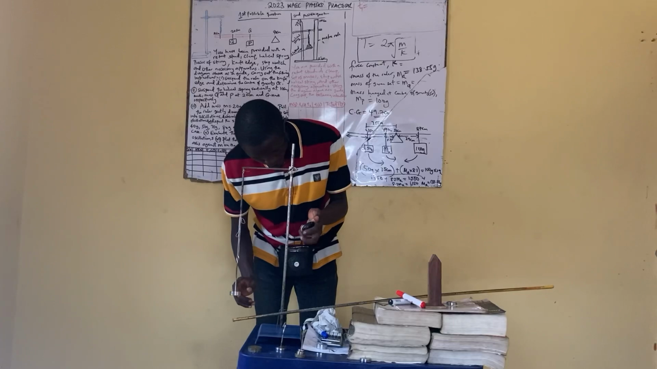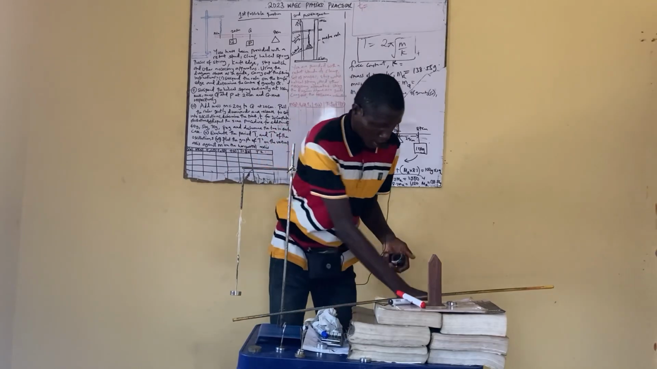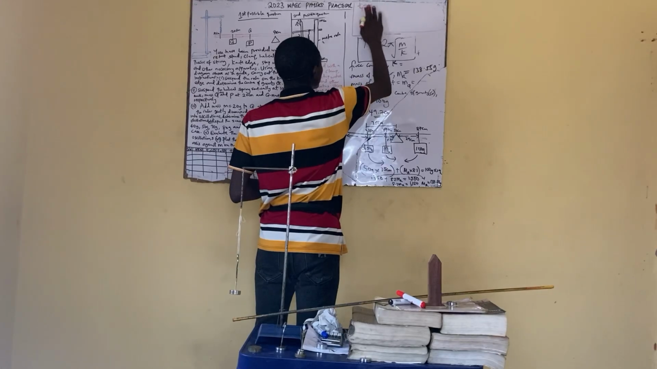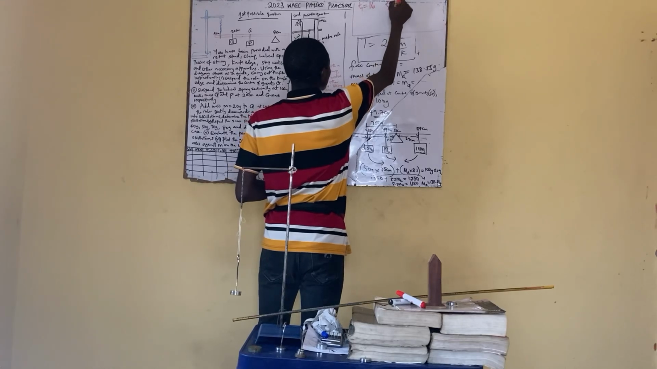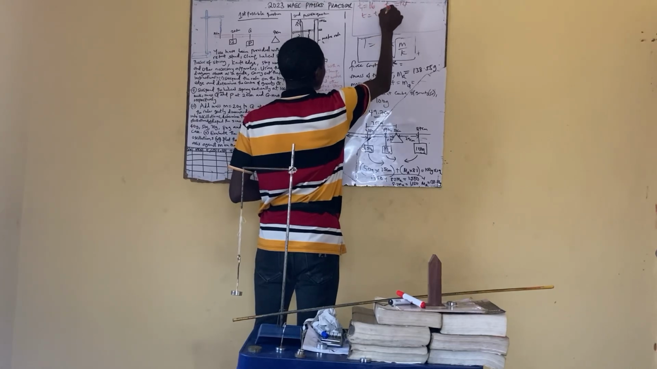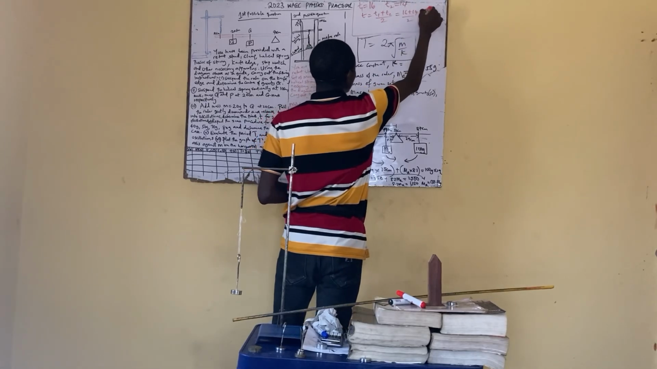It has not started. 1, 2, 3, 4, 5, 6, 7, 8, 9, 10, 11, 12, 13, 14, 15, 16, 17, 18, 19, 20. So you can see this is 14. T1 I get 16 and T2 I get 14. So I can easily calculate my T to be T1 plus T2 divided by 2, which is 16 plus 14 divided by 2, which is 15 seconds.